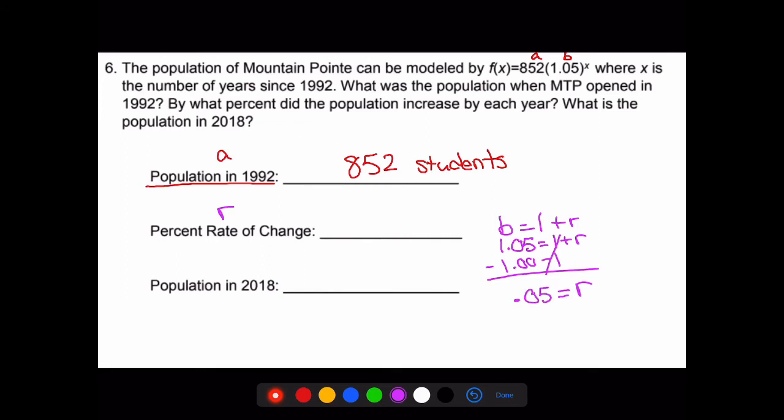From there, we want it as a percent. So I move my decimal place 2 places to the right, giving us R is equal to 5%. And then again, this is growth. So this is a 5% growth.